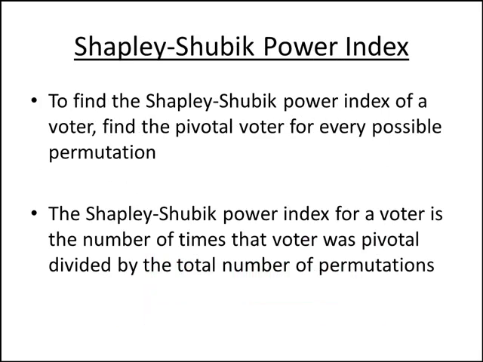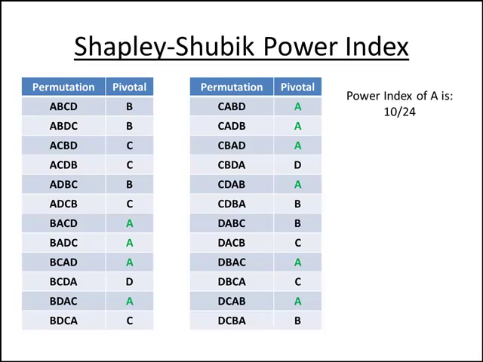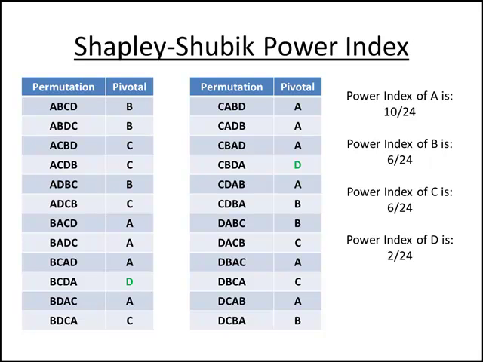For the Shapley-Shubik power index, we'll find the pivotal voter for every possible permutation. And then what we do is we count up how many times each voter was pivotal and divide that by the total number of permutations. And that gives us the power index for each voter. So using the same process that we just did, we find the pivotal voter for each of these permutations. Those are listed here. And then we simply count how many A's, how many B's, how many C's, and how many D's we got. So the power index of A is 10 out of 24. The power index of B is 6 out of 24. The power index of C is also 6 out of 24. And then the power index of D is 2 out of 24.